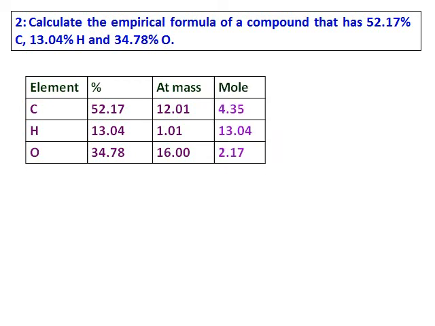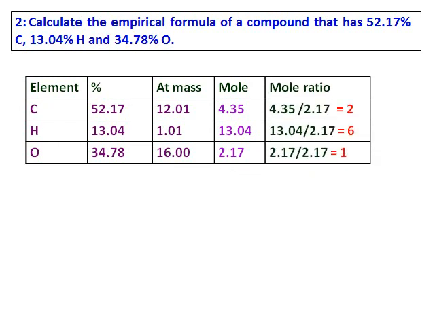Then calculate the moles by dividing the percentage by the atomic mass. In the previous question, percentage was not given, but the grams was given. Since the total grams comes to be 100, total percentage also comes to 100, we can just consider these percentages as grams. That's why to calculate the moles, just divide the percentage by the atomic mass, and I get the moles.